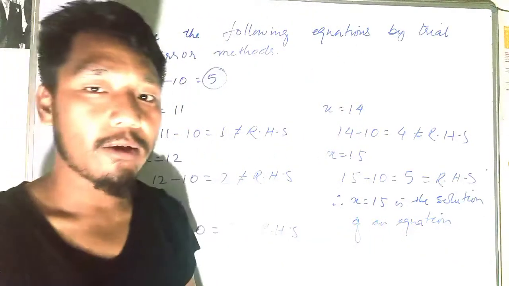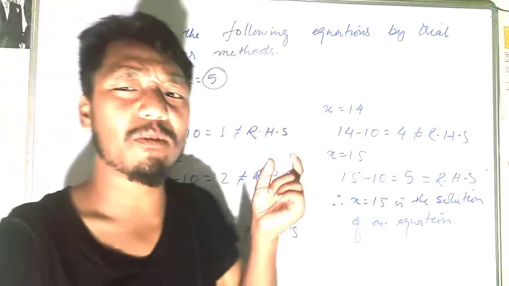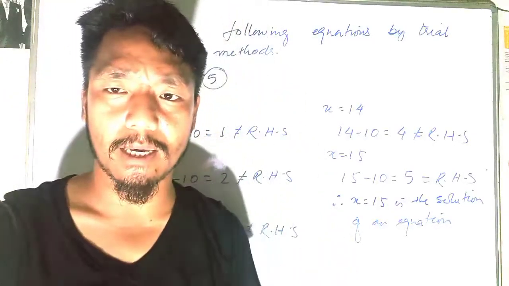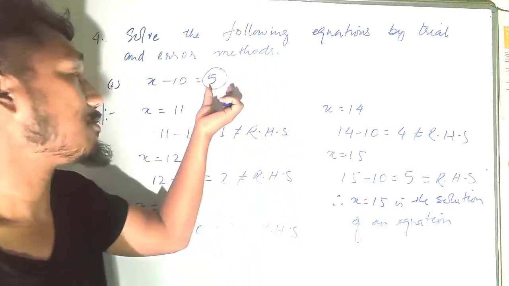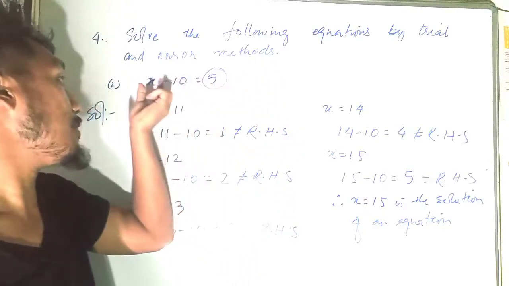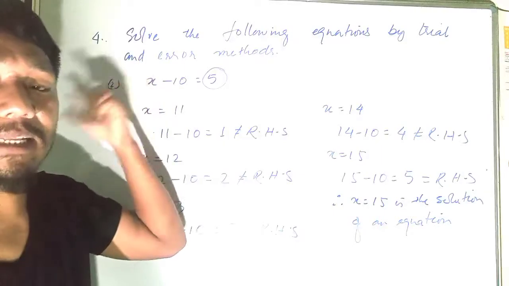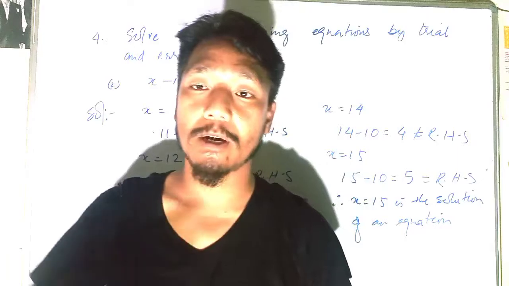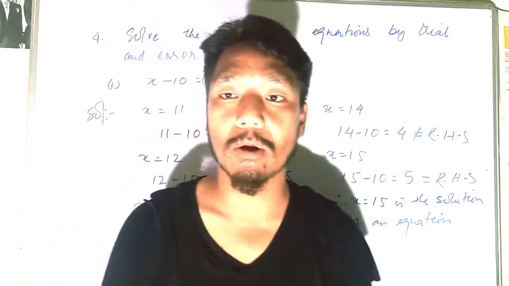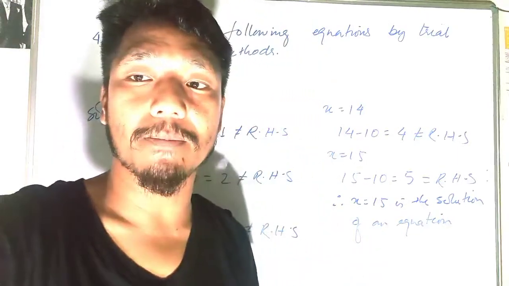In this way, you have to put in as many values as possible. You can start from 0, 1, 2, 3 also, or minus 1 also. But it's better to start by seeing the answer. If the answer is positive and the x is in front of a minus sign, then it's better we start with the positive numbers, the bigger positive numbers. So this is our question number 1. Let's do another question.